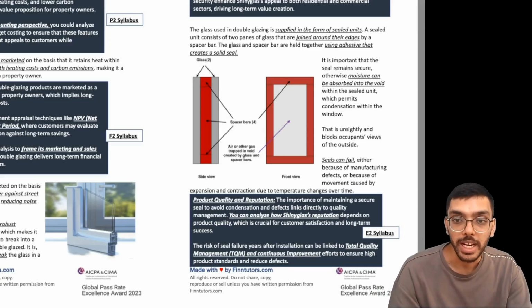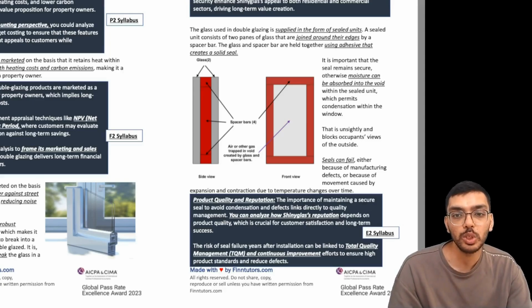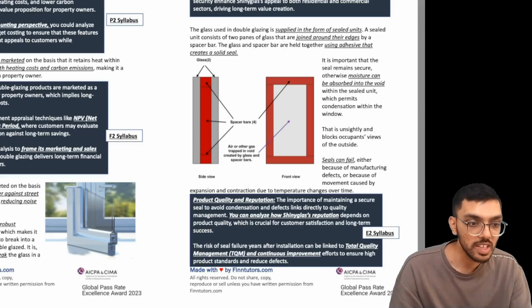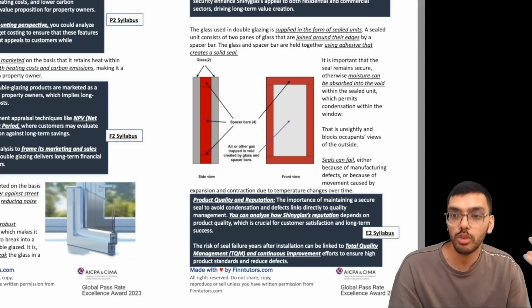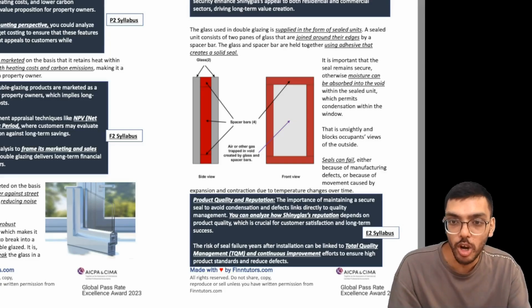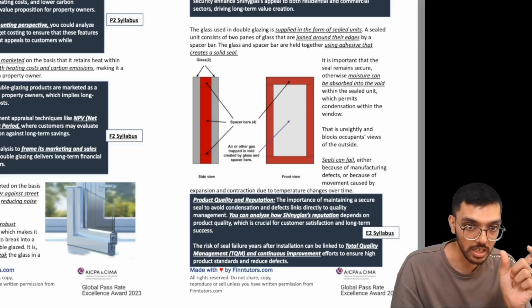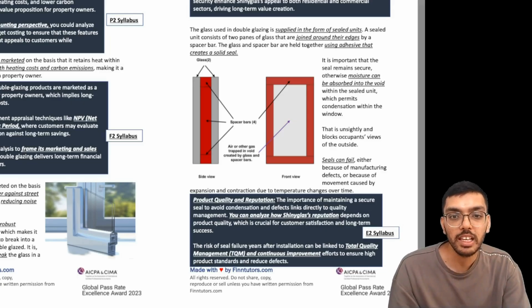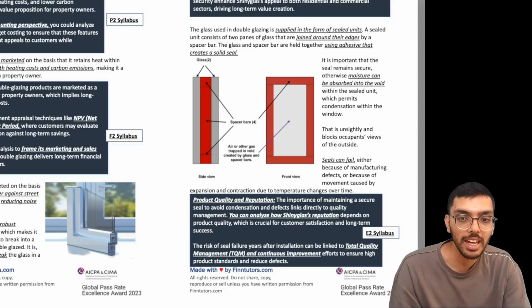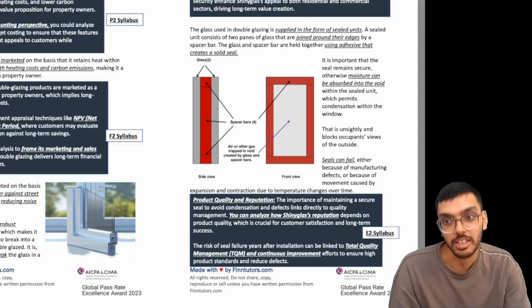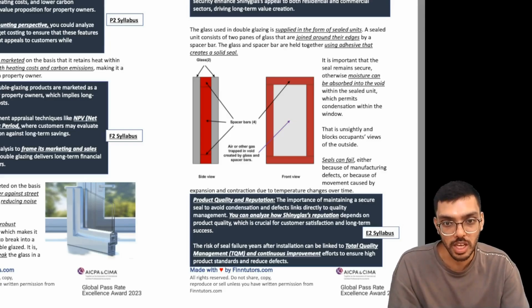The importance of maintaining a secure seal to avoid condensation is very important. We must analyze how Shinyglas's reputation depends on our product quality. If the seal is not good, the quality is not good, and the reputation of Shinyglas will not be good. This is your E2 syllabus, quality. The risk of seal failure years after installation can be linked to TQM and continuous improvement. That's where I'm bringing in the E2 syllabus.